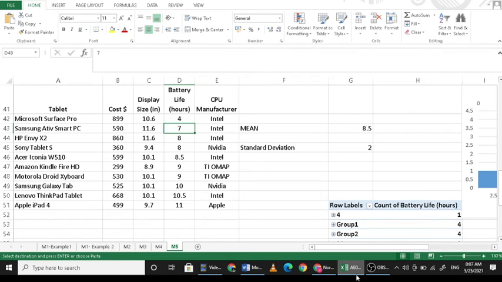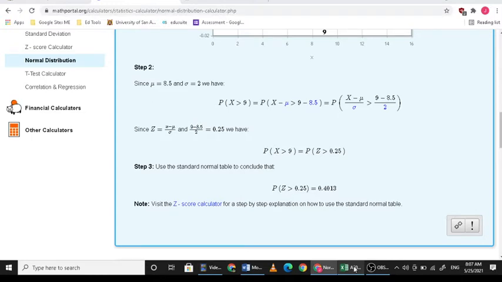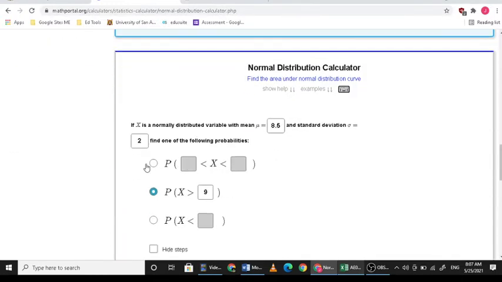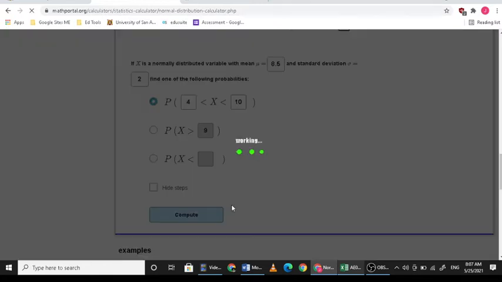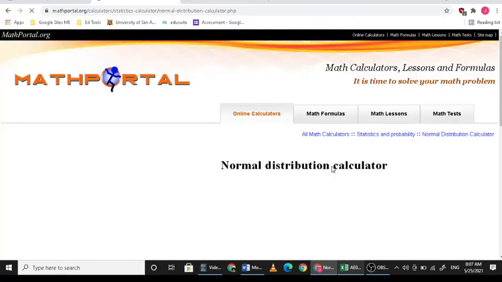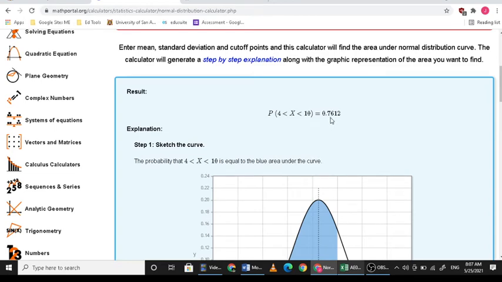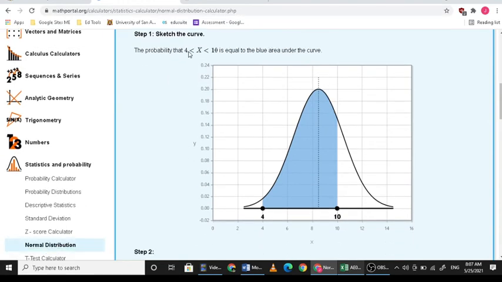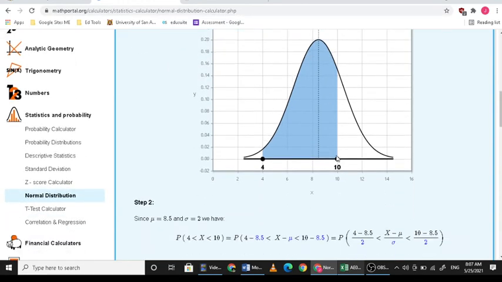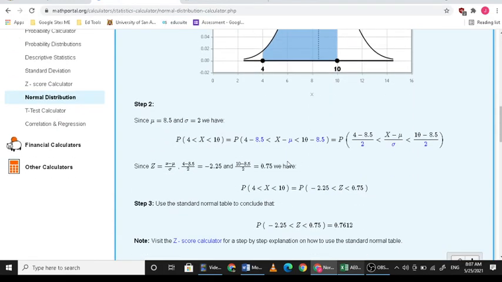So, let's have 4 to 10. Compute. So, from 4 to 10, that's 0.7612 or 76.12%. Since you are solving for 2 areas, 2 areas man ang inyong maging mark sa curve. So, ang first is 4 minus 8.5 divided by 2 and 10 minus 8.5 divided by 2. Kaya gina-solve na isang area between them.